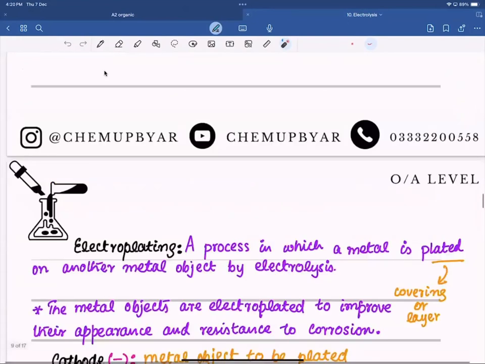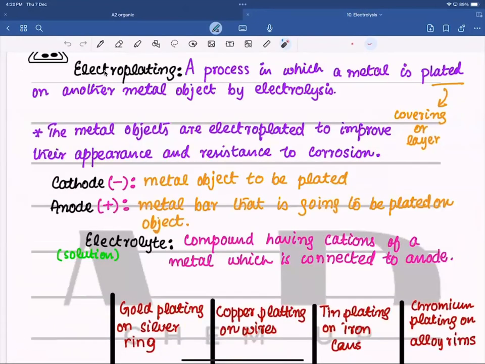Okay. Now, the next application of electrolysis is electroplating. The most common example from which you can relate the electroplating is the jewelry. There are two kinds of jewelry. One is the one which is actually of the gold, and the other one is which is made from any other metal or alloy, and it is plated with gold.